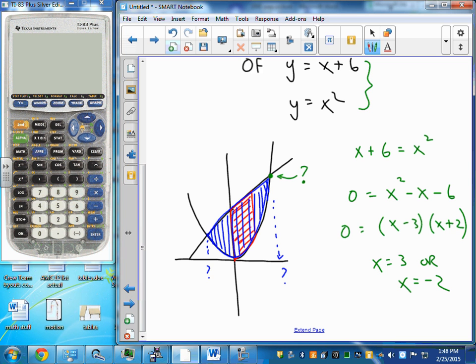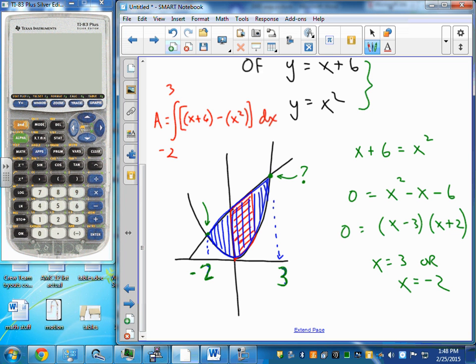And in fact, those are these numbers here. This is x equals 3, and this one is x equals negative 2. Okay, so once we have those right and left bounds figured out, then we can calculate the area just as we did before. The area is the integral. The left boundary is negative 2. The right boundary is 3. The top curve is x plus 6, and the bottom curve is x squared. So we'll take that difference and then integrate with respect to x.